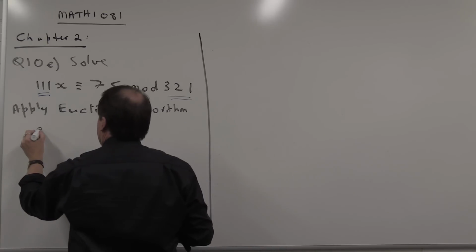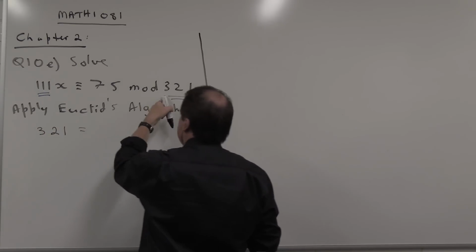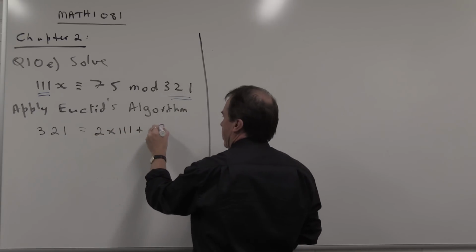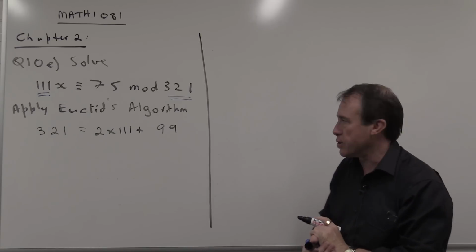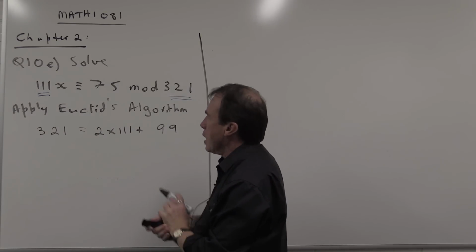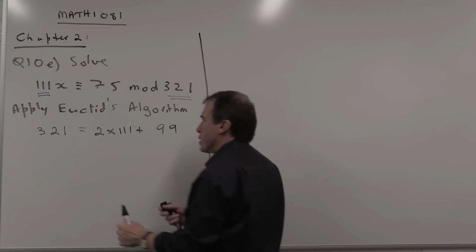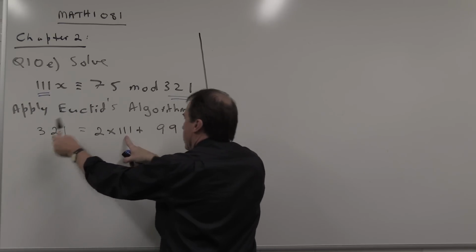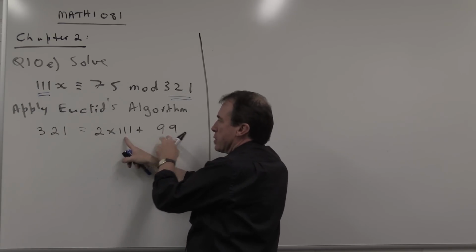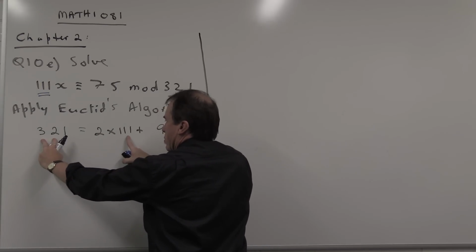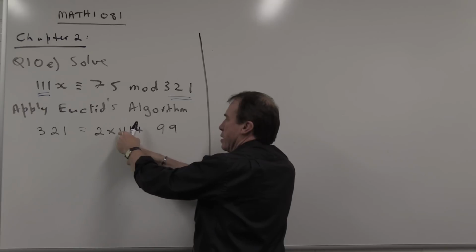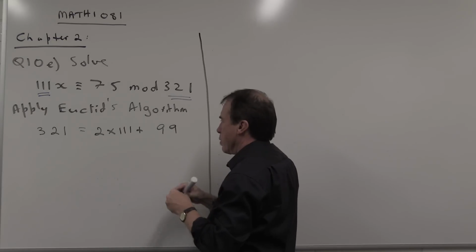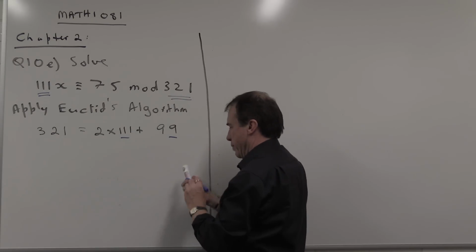So to use Euclid's algorithm, we simply take this number, we're going to divide it by 111, only goes twice, and I think you need 99 to make up the difference when you do the long division. So again, think about what the algorithm tells you. It says that the biggest number that goes into both of these two has to also divide this number. That means the GCD of 321 and 111 equals the GCD of 111 and 99. So you can repeat the process now on these two numbers.